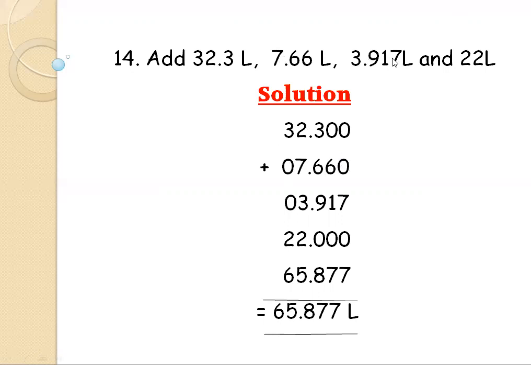Then I have 3.917. This 3 is a unit, so it should be under the 7, 3.917. And then I have 22. 22 is a ten and a unit, so it should be here, 22. I can add 0.000 to make my addition easy.